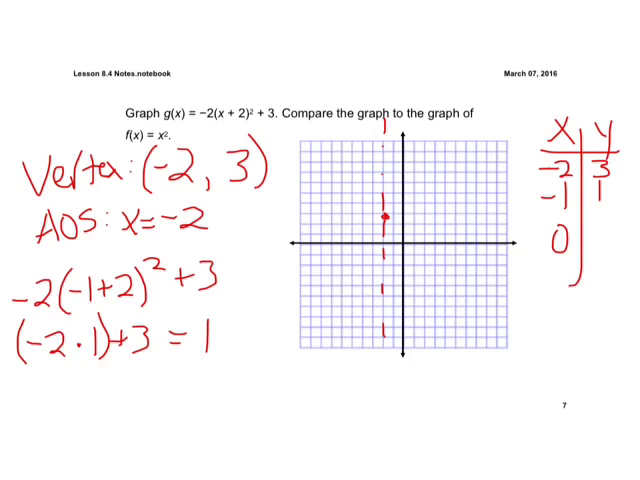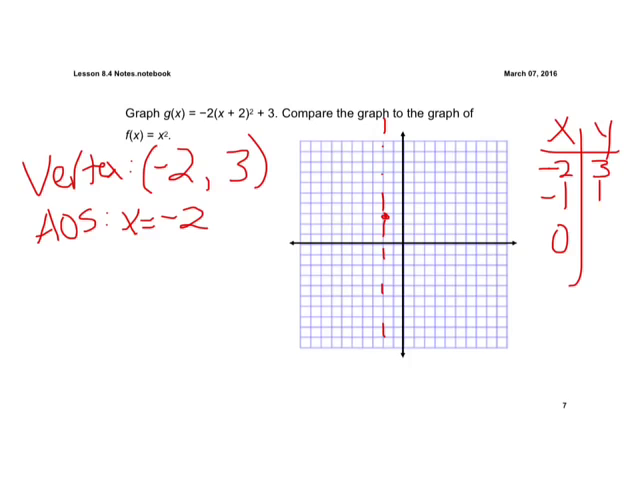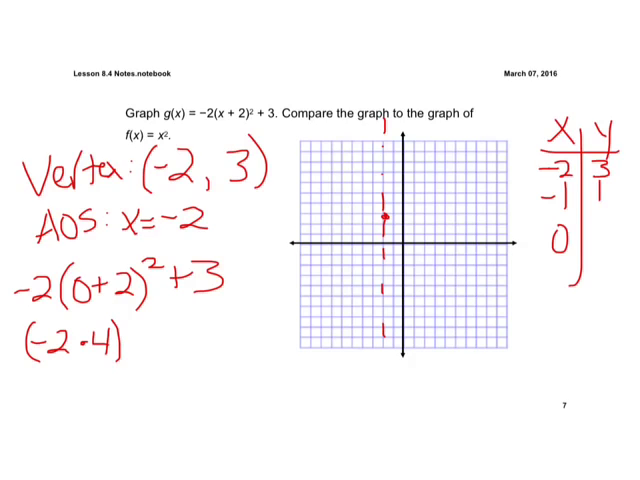Okay, I'm just going to get rid of this so we have a little more room. If we plug in 0 to our equation, we have -2 times 0 plus 2 squared plus 3. 0 plus 2, parentheses first, is 2. 2 squared is 4. So we're left with -2 times 4 plus 3. Well, -2 times 4 is -8. -8 plus 3 is going to be a -5. So if we plot our points, -1, 1, 0, left to right 0, down 1, 2, 3, 4, 5.